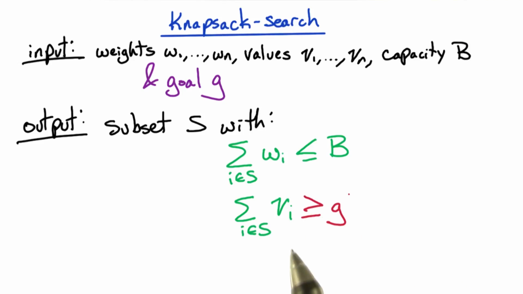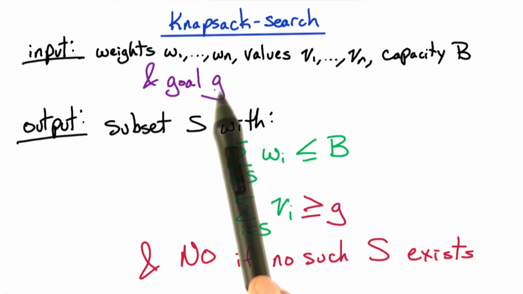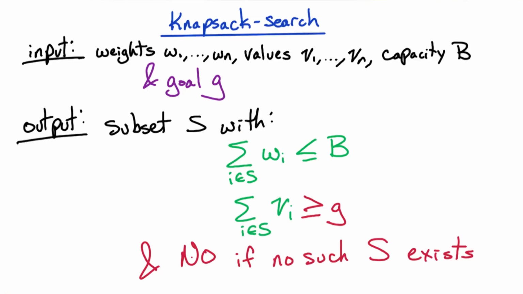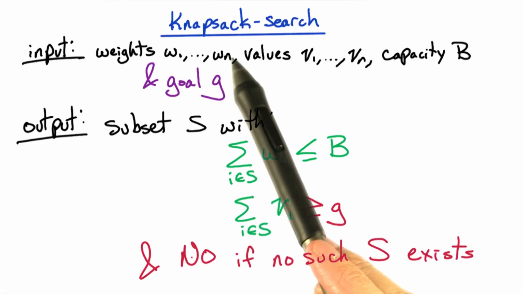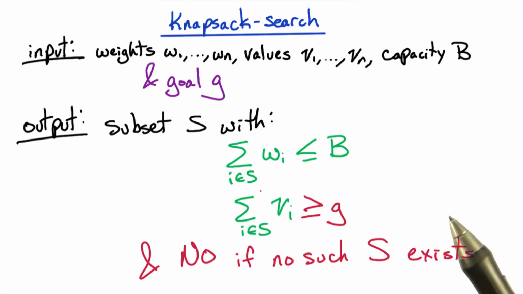But now, what happens if there's no subset which meets our goal? Well, if there's no solution to this problem, so there's no subset which meets this goal, then we simply output no. This is the correct form for a search problem. Notice that if we can solve this Knapsack Search version in polynomial time, then we can solve the original optimization version in polynomial time. How?